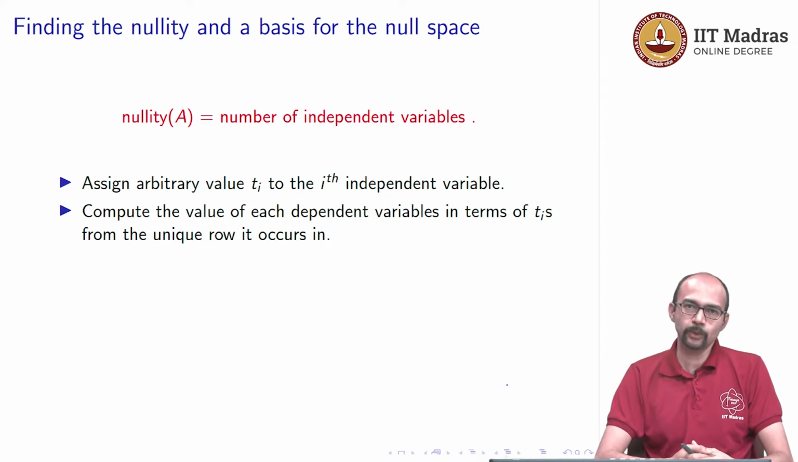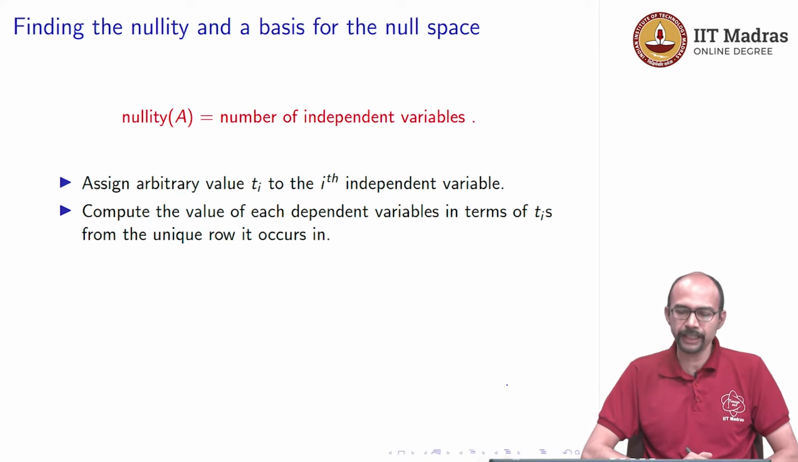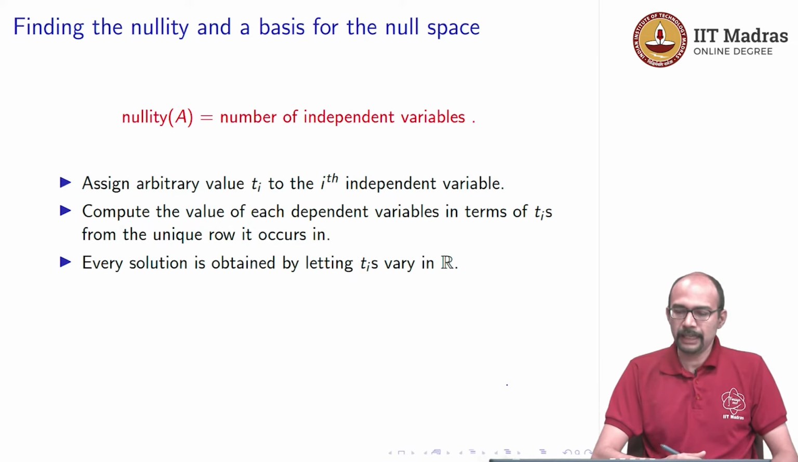That corresponds to Rx = C, and each dependent variable appears in exactly one of these equations, and all the other variables occurring in that equation are independent variables. So you can push the independent ones to the other side, substitute T_i for them, and compute the value of each dependent variable in terms of the T_i's from the unique row it occurs in. Every solution is obtained by letting the T_i's vary in R. As T_1 varies over R, T_2 varies over R, and so on, you get all possible solutions. This was how we found the solution space for Ax = 0.